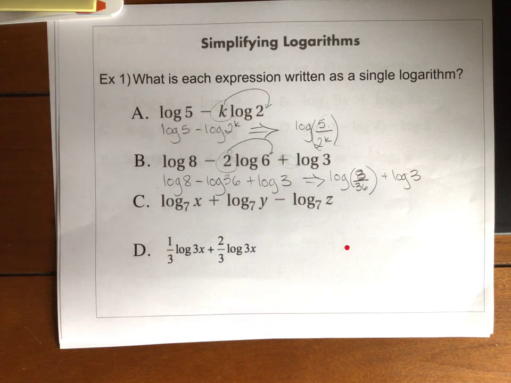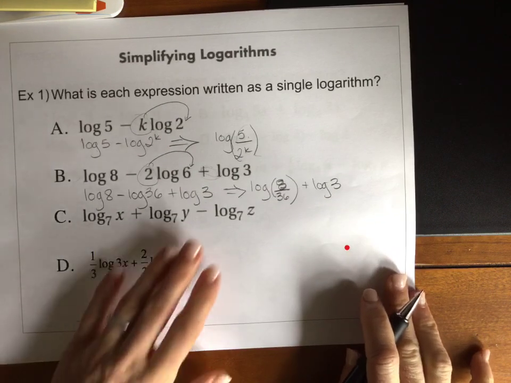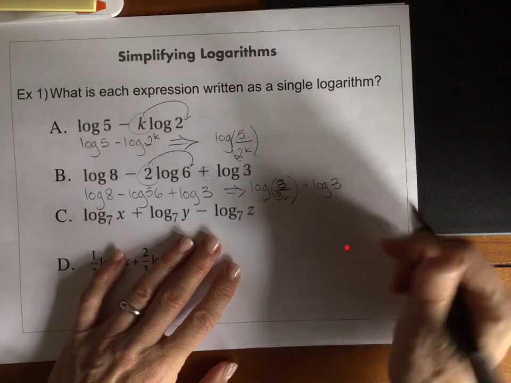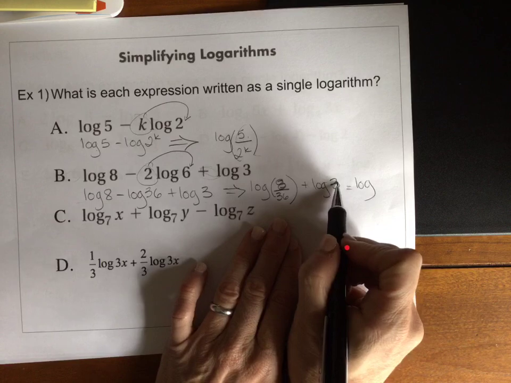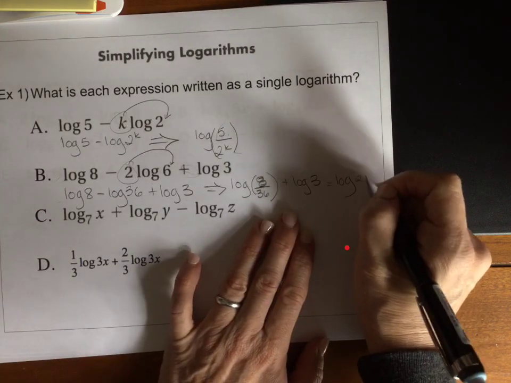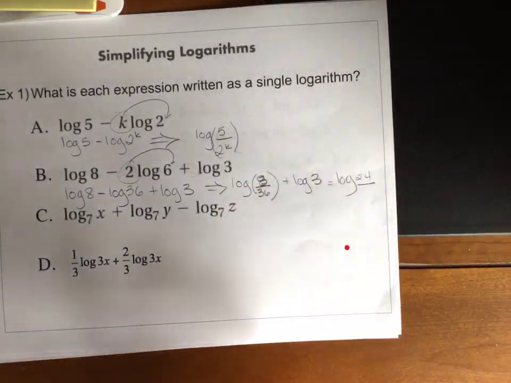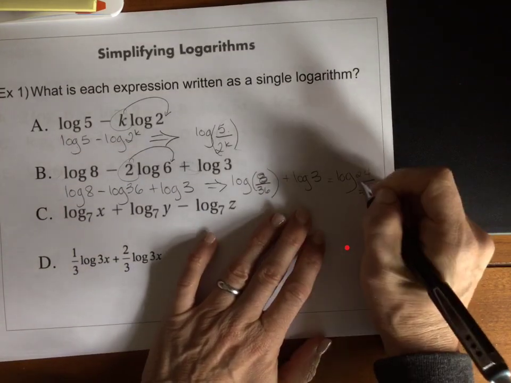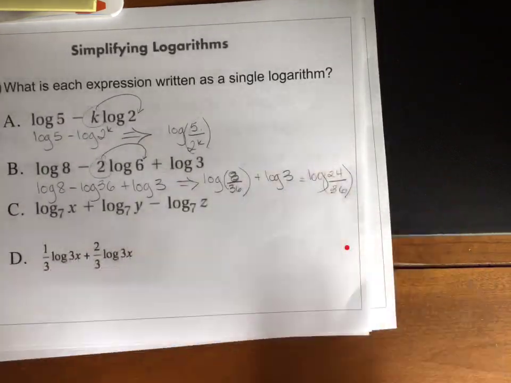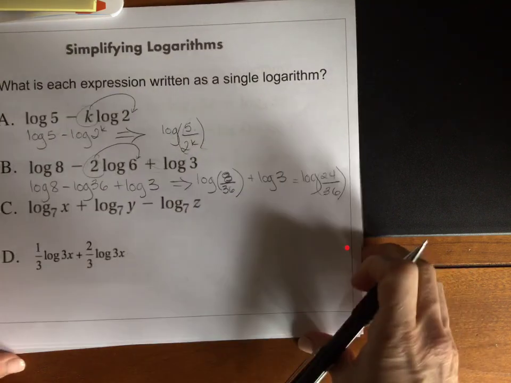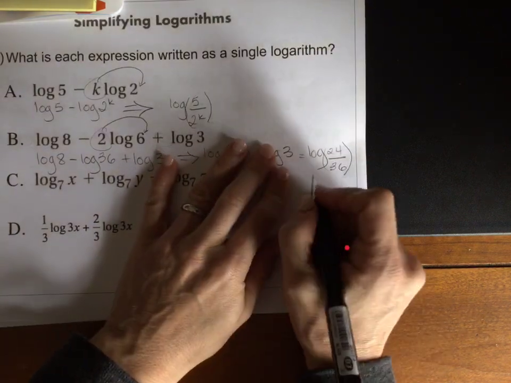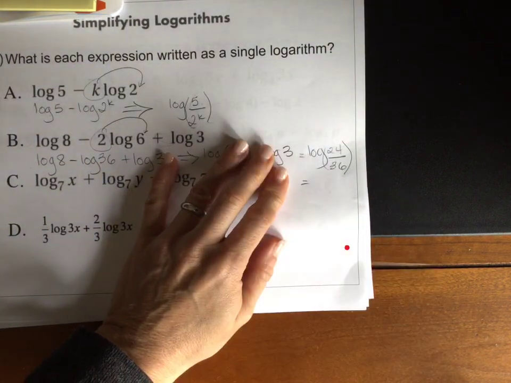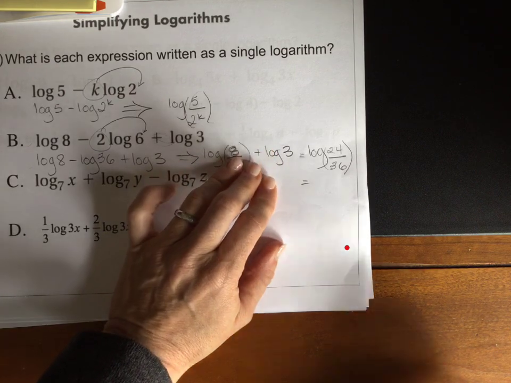So I could either reduce now or wait till the end. So I'm just going to wait till the end. Now this is multiplication, so this is going to be log of 8 times 3, so that's 24, all over that 36. So I can reduce 24 over 36. They're both divisible by 4. Actually, they're both divisible by 12, so I take that back.